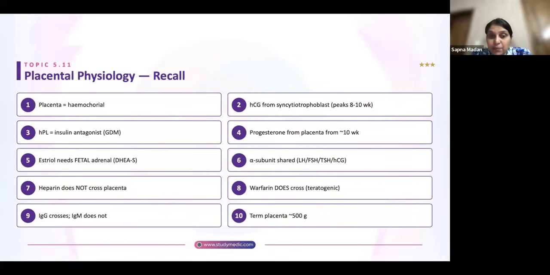Heparin does not cross the placenta. Warfarin crosses the placenta. It is teratogenic. IgG crosses, IgM does not. Term placenta will weigh around 500 grams, and it is formed by the syncytial trophoblast, the placental barrier, syncytial trophoblast, and the fetal endothelium. So these are important pointers and important SBAs. So these are kind of one-liners we have presented as a recall.